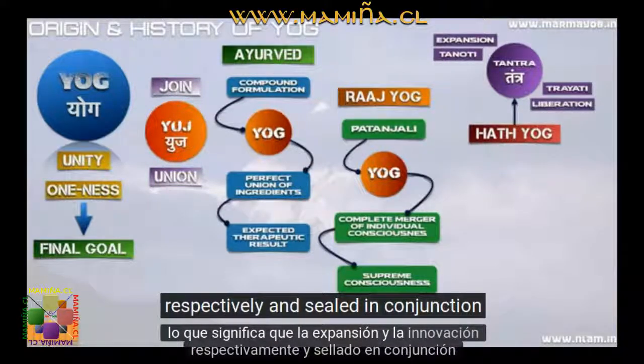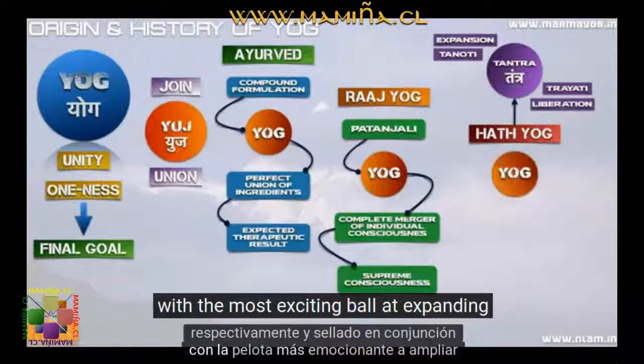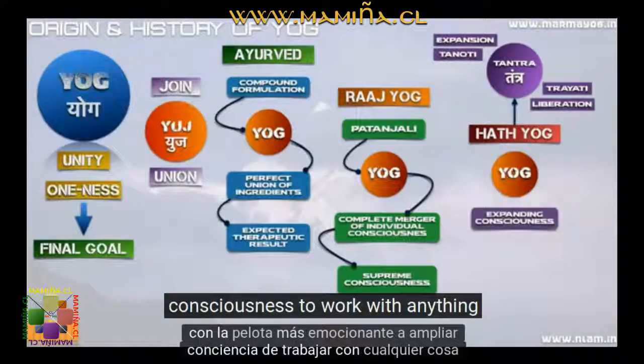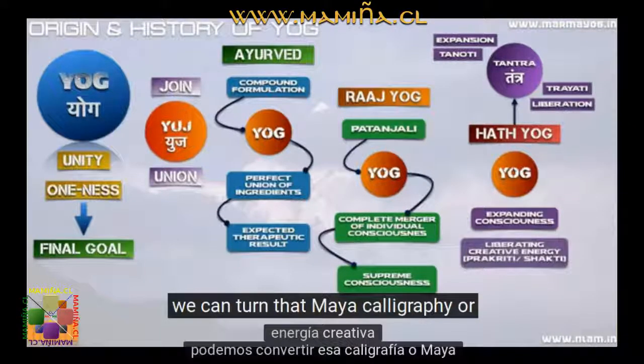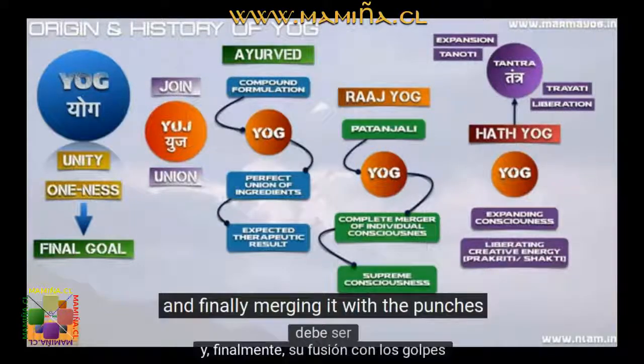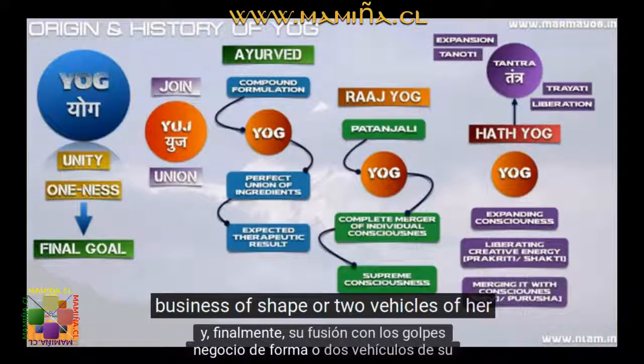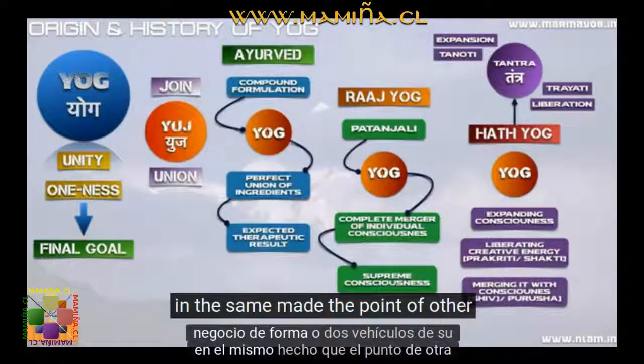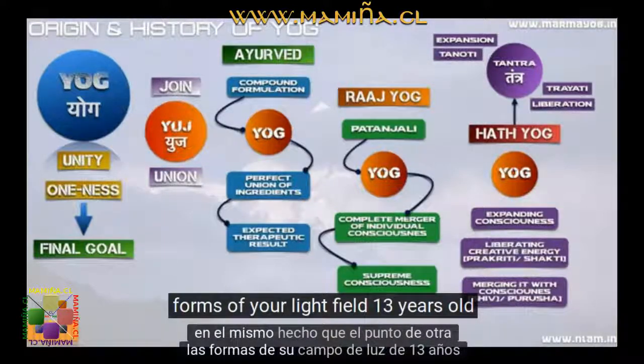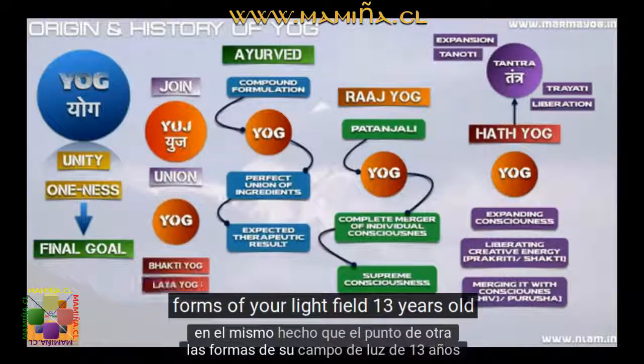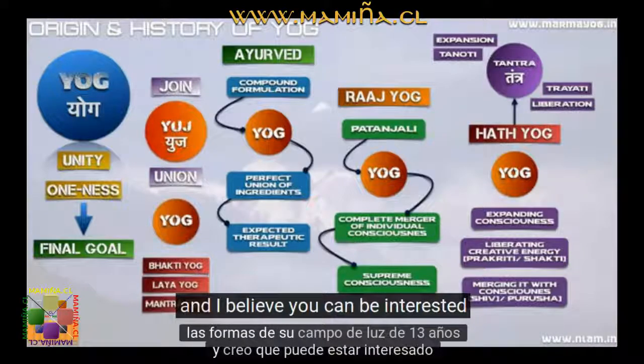Hence yoga, in conjunction with Hatha, denotes its final goal of expanding consciousness towards liberating creative energy, which it terms as Maya, Prakriti or Shakti, and finally merging it with the inert consciousness of Shiv or Purush through various methods of Hatha. In the same vein, the goal of other forms of yoga like Bhakti Yoga, Laya Yoga, Mantra Yoga and Kundalini Yoga can be understood.